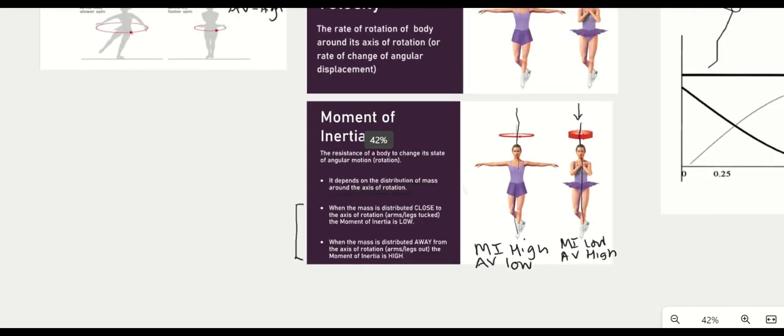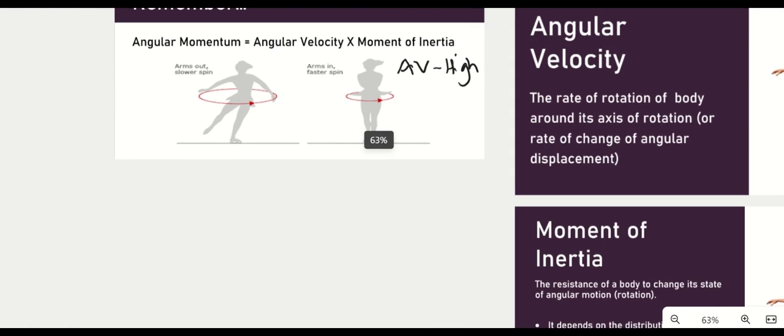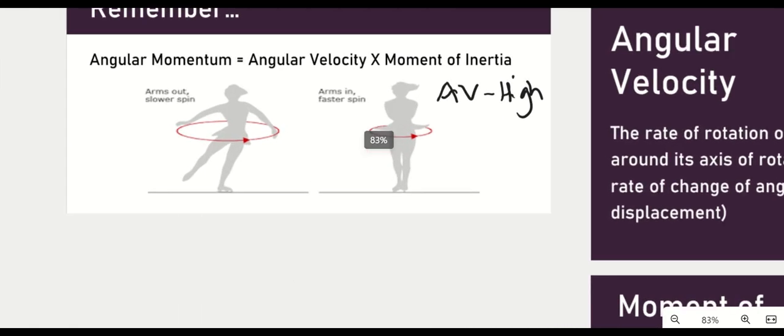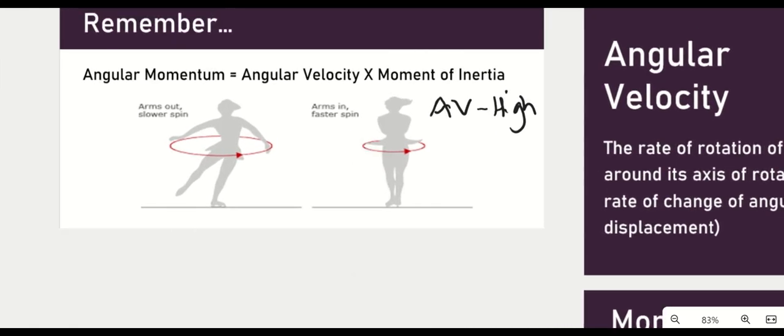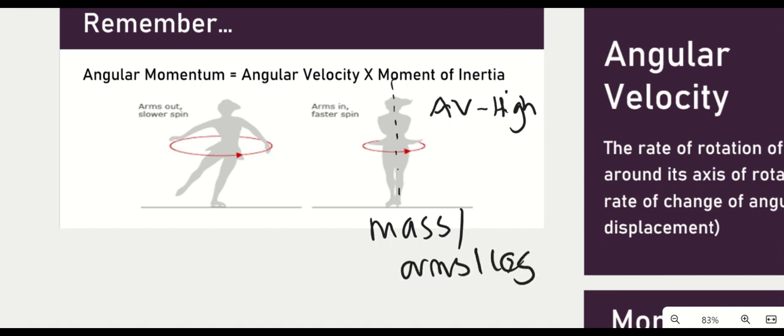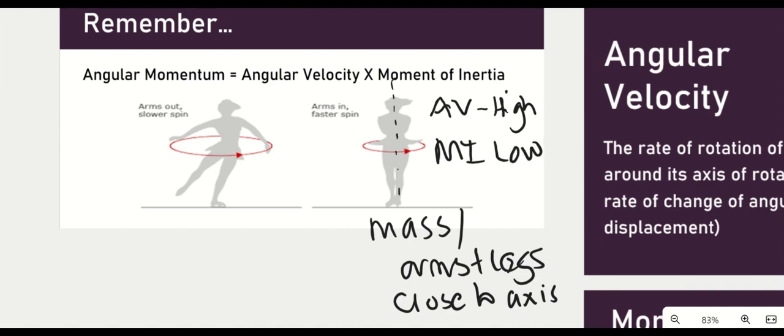So if we just go back to this picture here and have a look with our figure skater, when her arms and legs are close to that axis of rotation, so she brings everything in close, she brings a mass, or her arms and legs close to the axes, her moment of inertia is low, which means that she'll spin fast, her angular velocity is high.